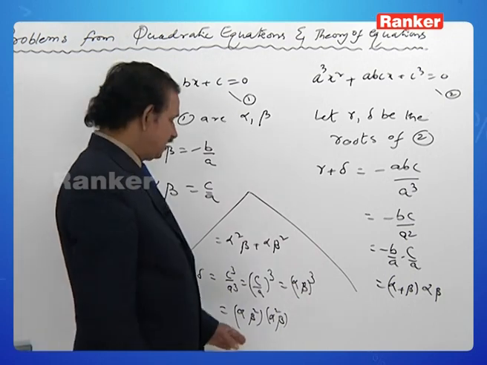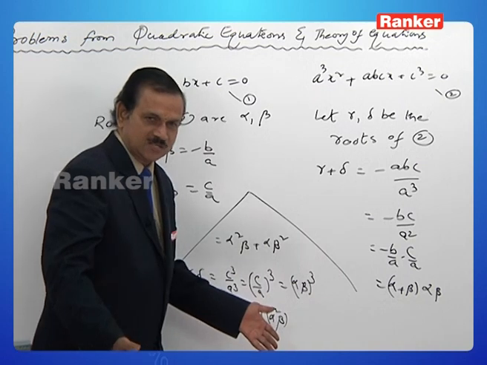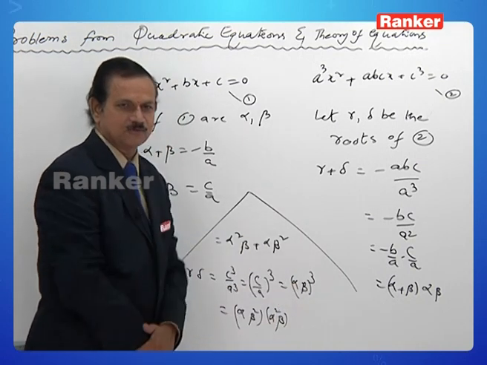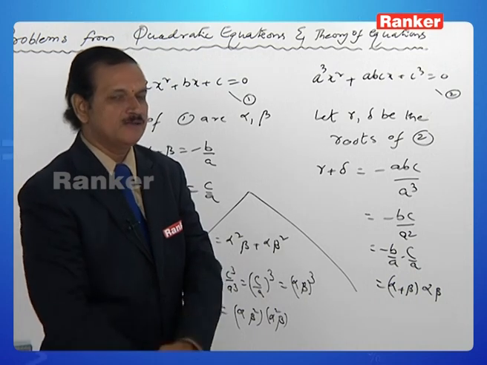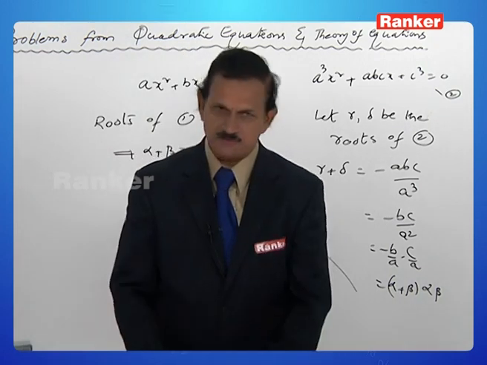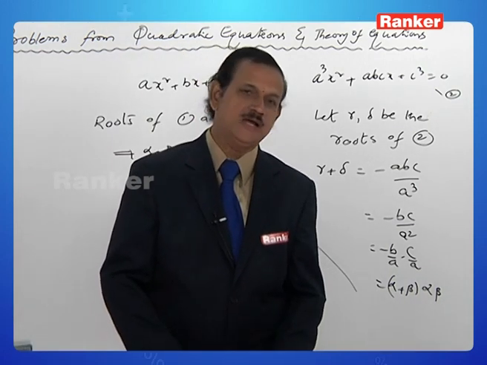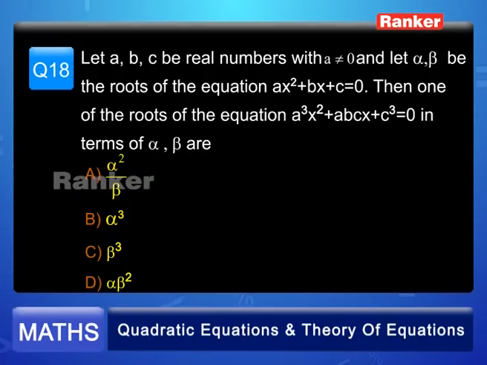By looking at these two results, we find that the two roots are alpha beta square and alpha square beta for the given equation, that is a cube x square plus abcx plus c cube equal to 0. So, one of the roots of the given equation in terms of alpha and beta is alpha beta square. That is the fourth option. Option D is the right option.